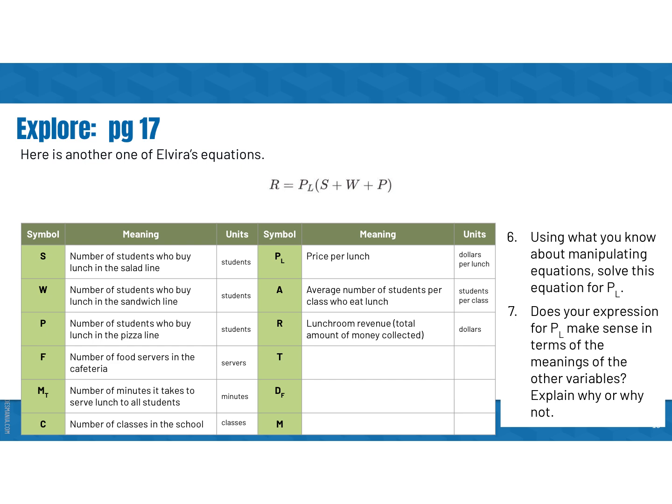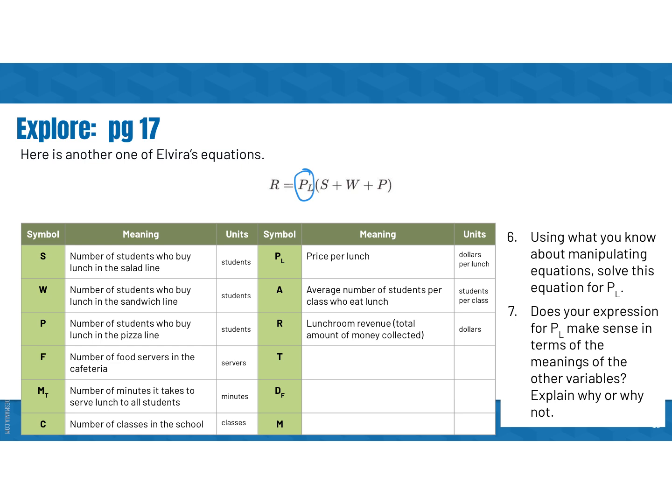All right, number 6, using what we know about manipulating equations, solve this equation for P of L. P of L, that's the price per lunch, right? So we want to get P of L by itself. Okay, so go ahead and pause, go through that, and then come back to me.